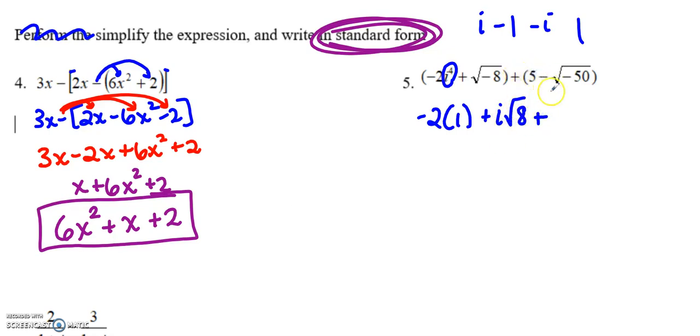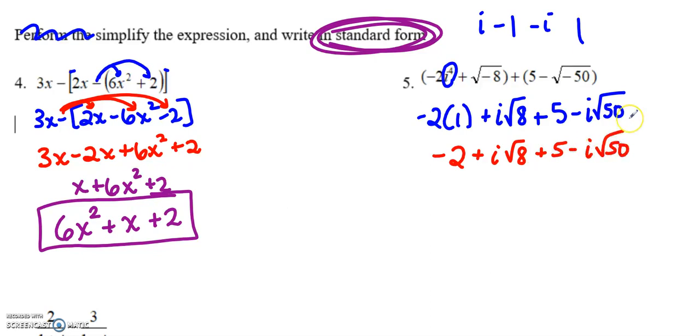Then I'm going to add this 5 right here, minus, another negative underneath a radical, so that means the I can pop out, and I have the square root of 50. Okay, so still cleaning up this line, I get -2 plus I root 8 plus 5 minus I root 50. So I've done some simplification, but it's not quite as simple as it could be.